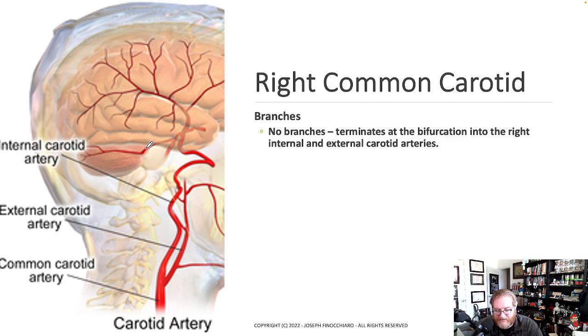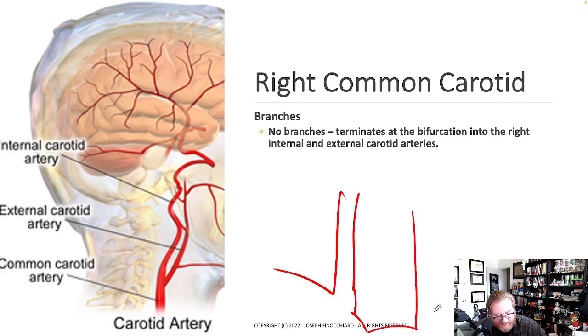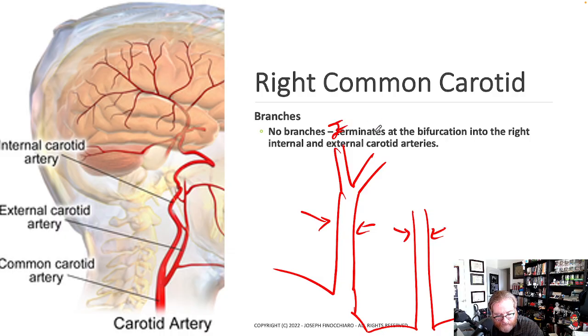There are no branches on the common carotid. All that means is, as your common carotid is coming off of your brachiocephalic, or whether it is the left common carotid, you see that there is nothing coming off of that artery before it terminates into the internal and the external versions of itself. That is all it means when it says there's no branches, that it is a solid pipe.